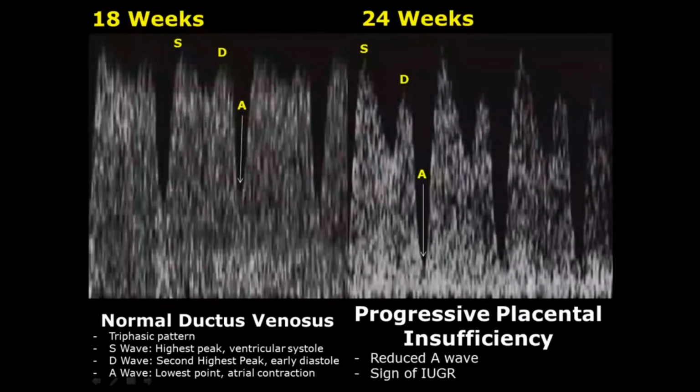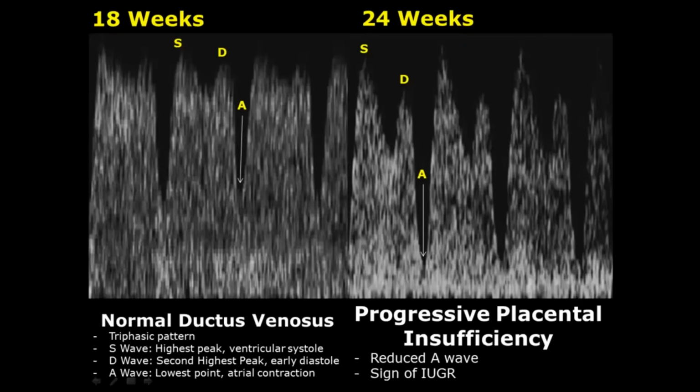The A wave is more important in diagnosing certain conditions such as placental insufficiency, IUGR, and cardiac anomalies. In the first image, you can see a normal ductus venosus. At 18 weeks, you can see the A wave is normal, whereas the second image is taken at 24 weeks of the same fetus, and you can see a reduction in the A wave. It can be a sign of placental insufficiency and IUGR.